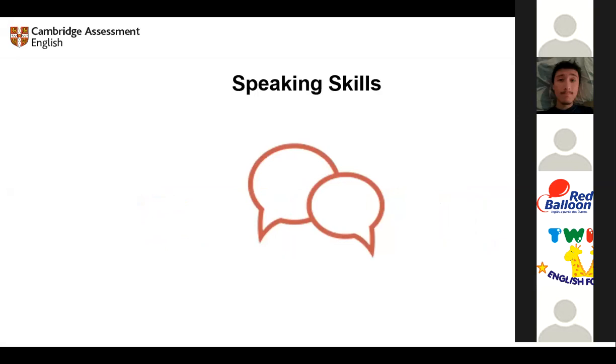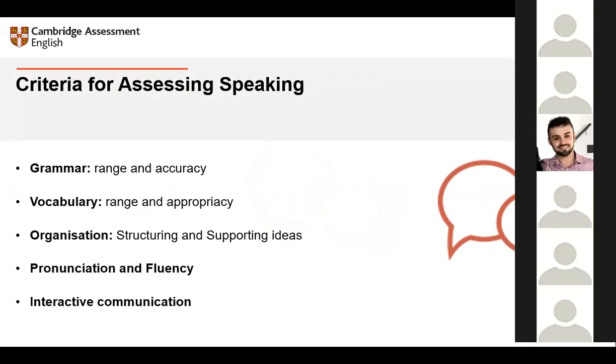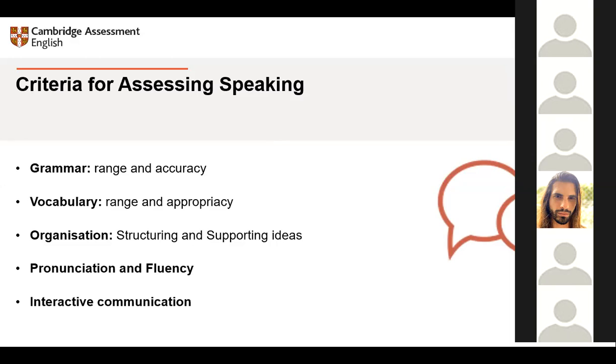We cannot forget, as I said, the nature of those skills. So when we're talking about the skills, we have to consider that the criteria will not change whether it is remote or face-to-face. So, for example, when we are assessing speaking skills, we have to consider things like grammar, range and accuracy. We have to consider vocabulary. We have to consider organization of ideas and supporting ideas as well. We have to consider things like pronunciation and fluency, and of course, interactive communication.